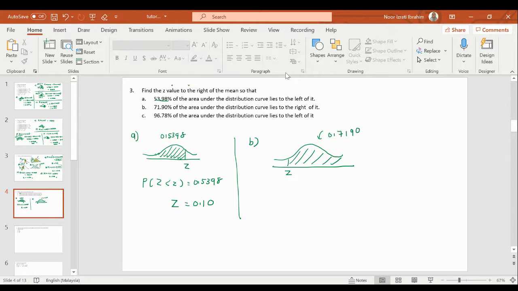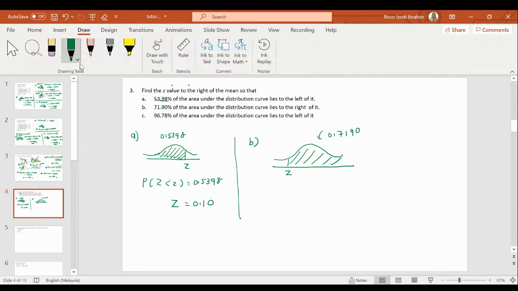0.7190. So from the table, we can't use 0.7190. We have to find the left tail here, the left region here. So 1 minus 0.7190 will give us the left tail as 0.2810. And from here, probability when z less than z is 0.2810. That will give us from the table, the z is negative 0.58.